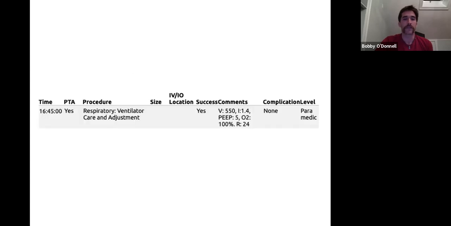So it's really important that when you do your TEMSIS, some of you are really good about it, others might not know that this exists. There's a procedure under respiratory called ventilator care and adjustment, and if you don't do that, we can't see the vent call. So don't try to get away with it if you don't want us to see your report, and just not do this. We need you to do it so we can get the data.